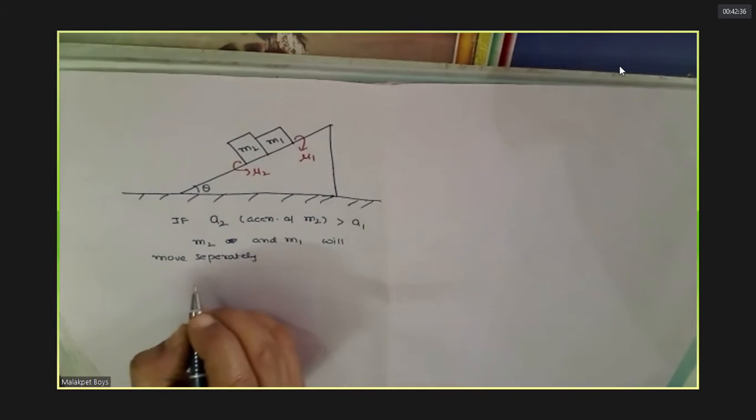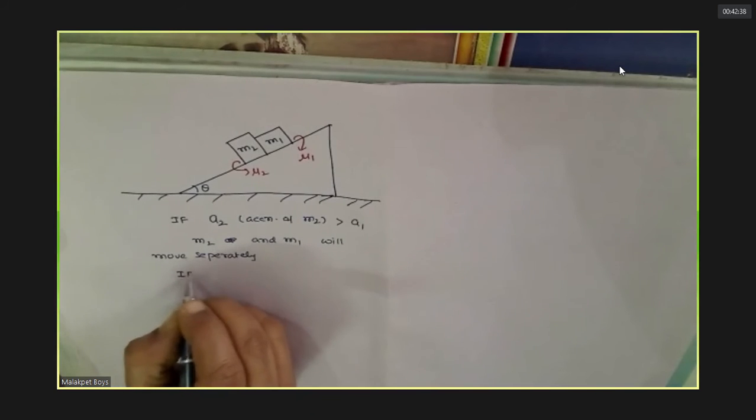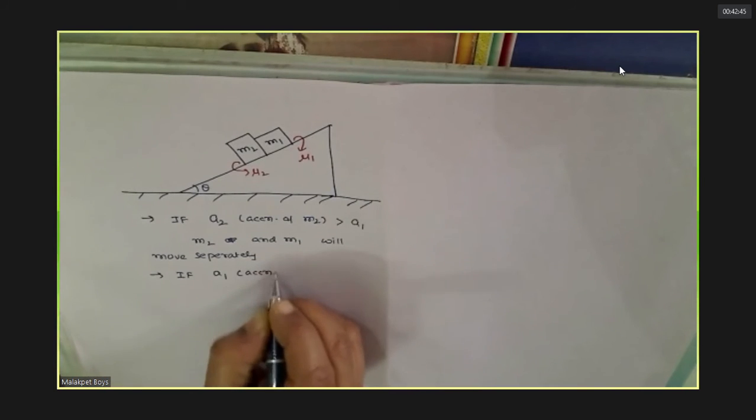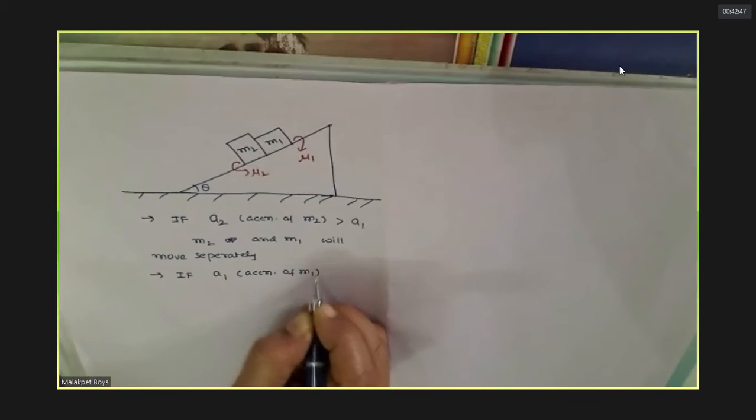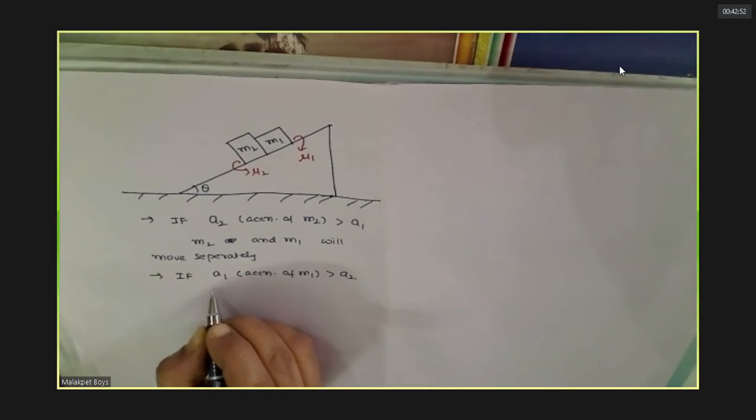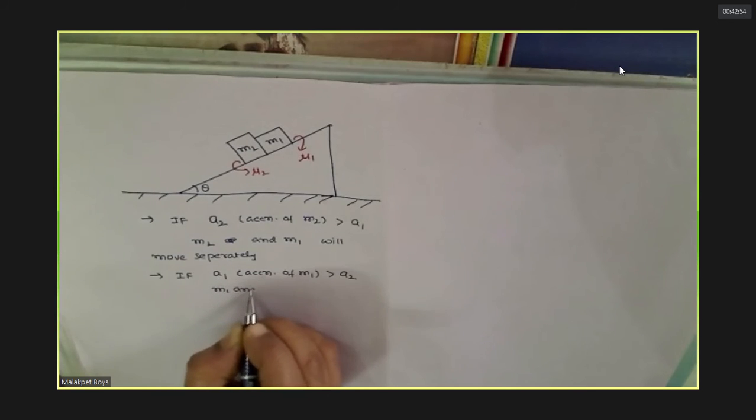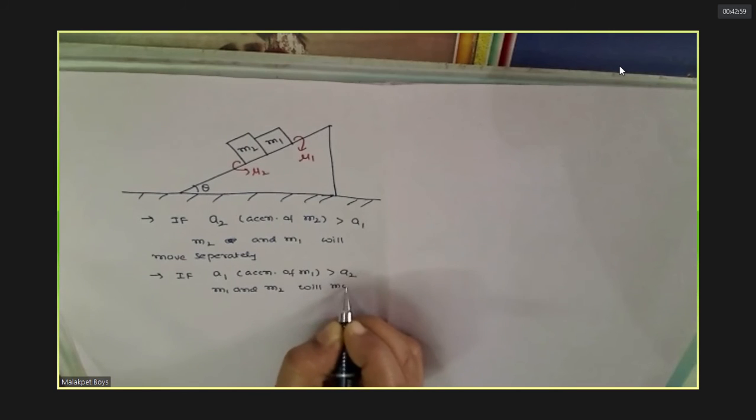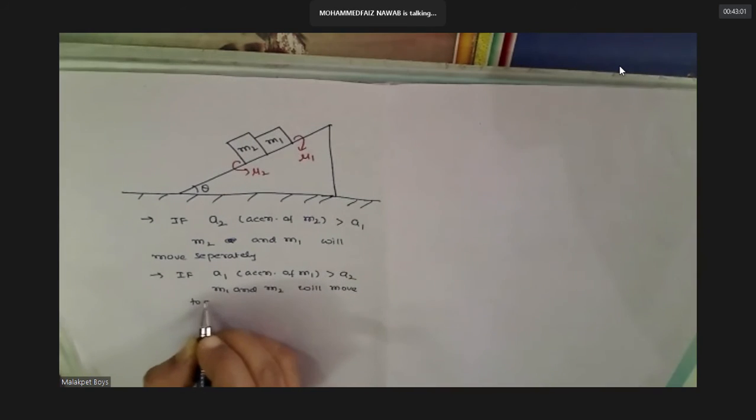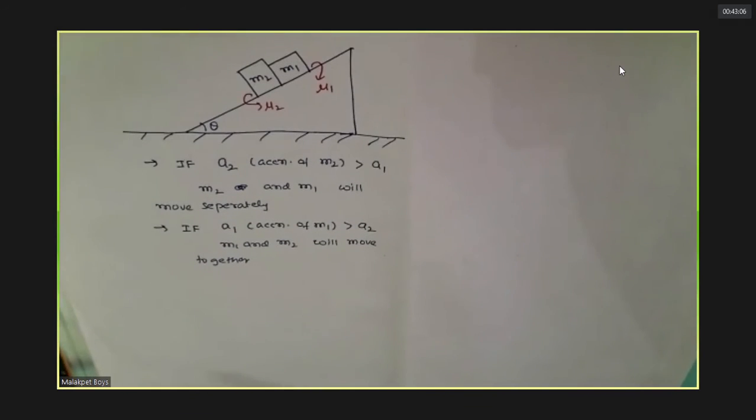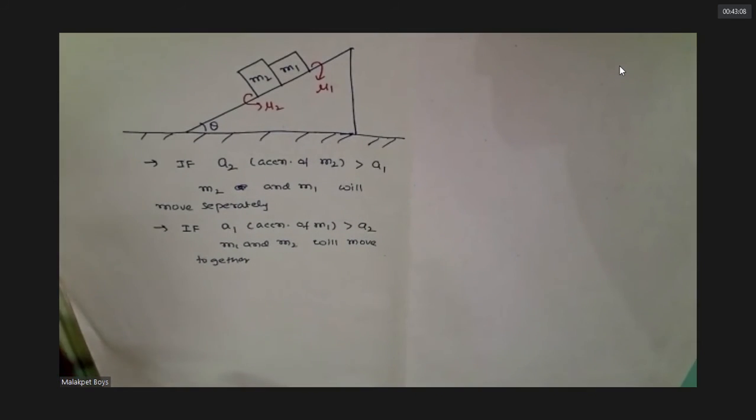On the other hand, you have to check all this. A1, that is acceleration of M1, is more than A2. What will happen? Together. These are the two possibilities. Hope you understand this. Yes, sir.